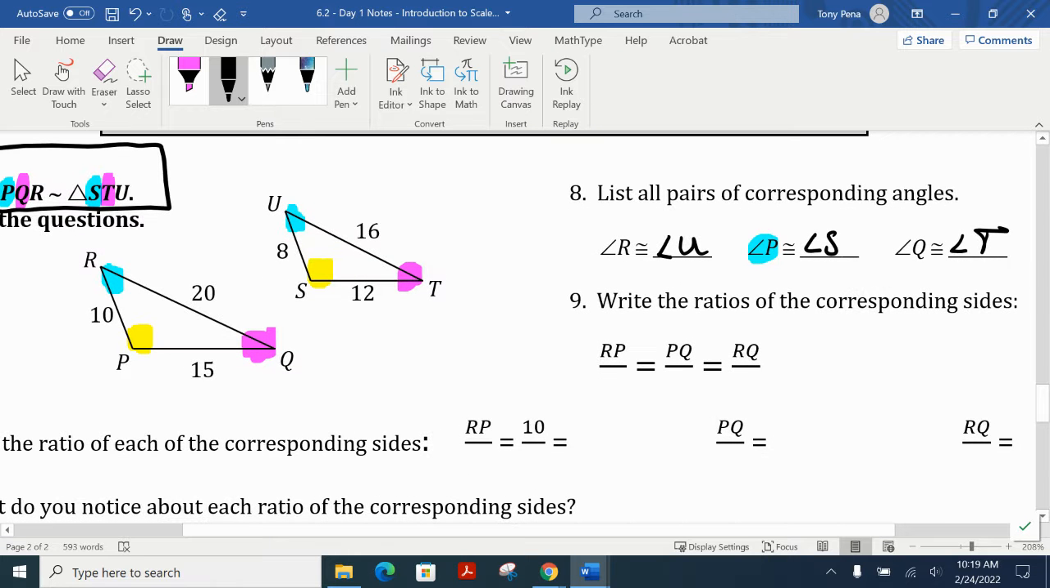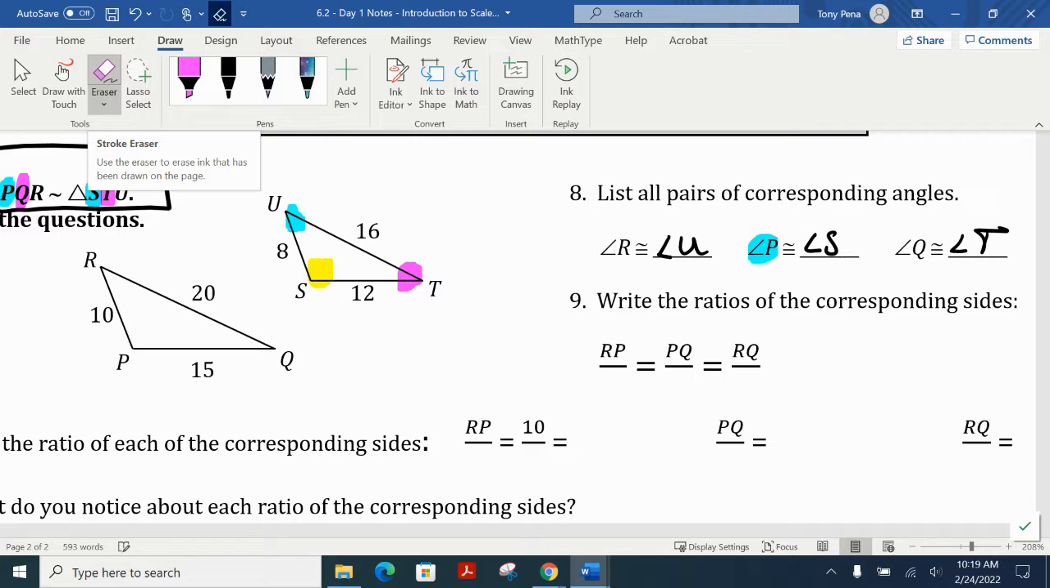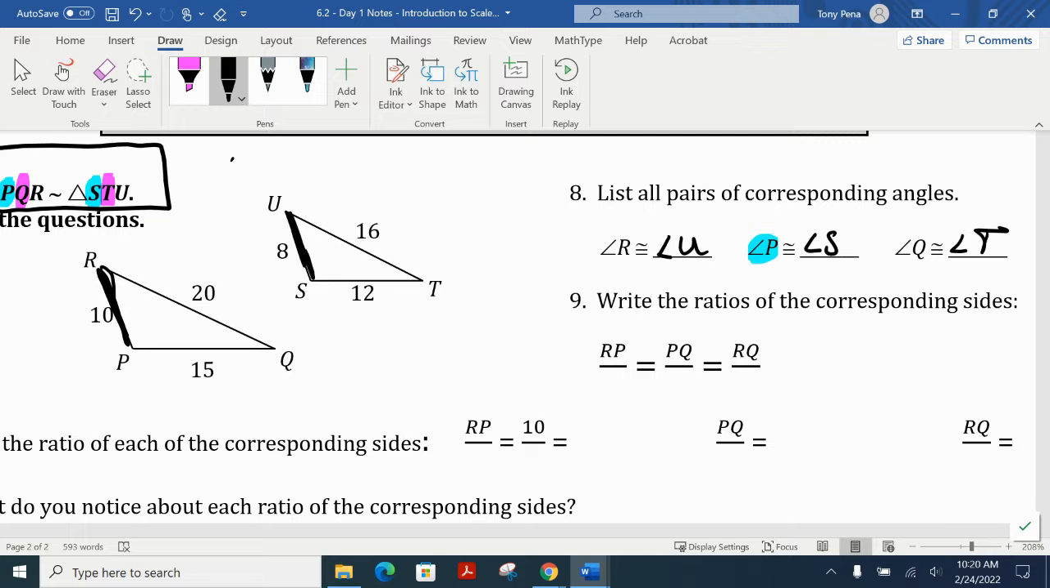Last thing, number 9. You can use the graph. We could use our letters. So if I look at RP, so let me clear this up a little bit. All right, so here is RP. RP's corresponding side would have to be the side U to S. So you're going to put that underneath that that's one of our ratios. RP gets compared to US.